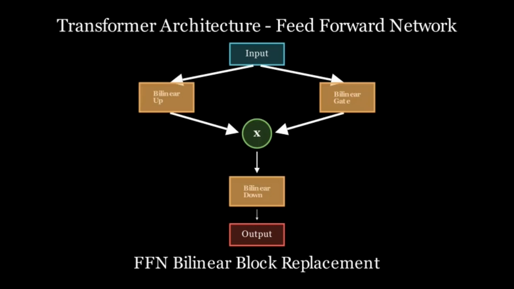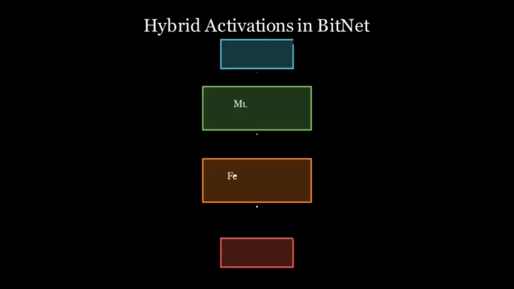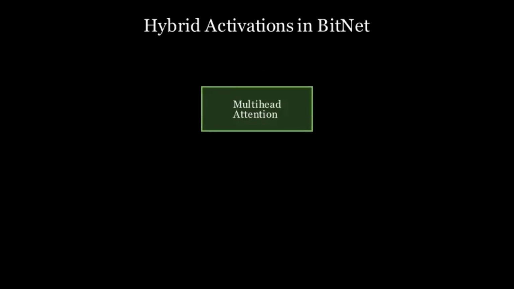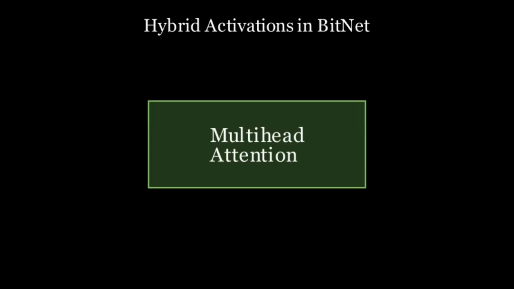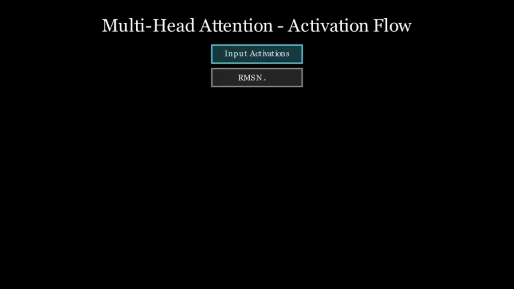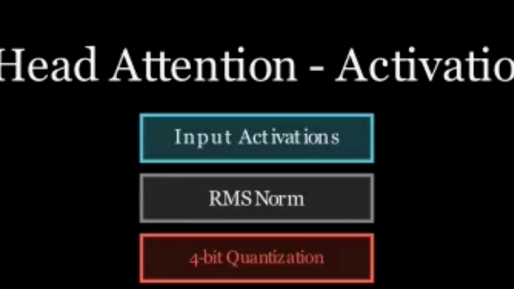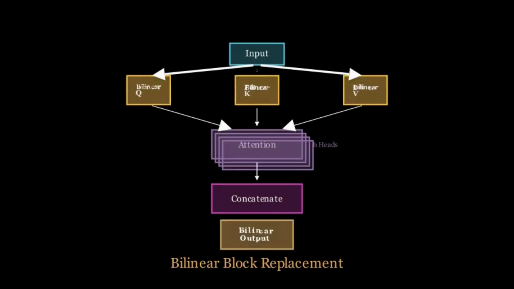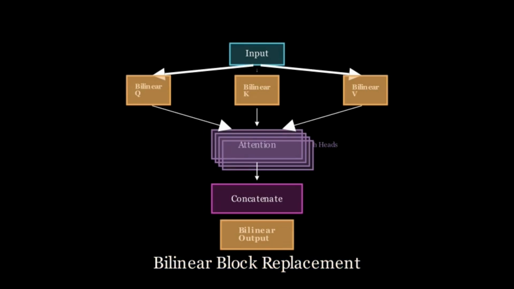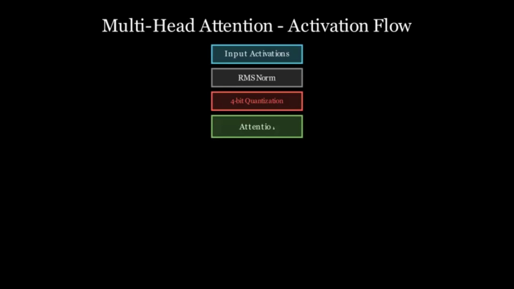For the activation quantization, let's go back to our overall transformer architecture, which has the multi-head attention part and the feed forward network part. Expanding the multi-head attention, we have RMS norm, which goes to 4-bit quantization, and after that we have query, key and V matrices. Remember, we just discussed the weights were in 1 bit, but the activations will be in 4 bit. Then attention calculation is done.